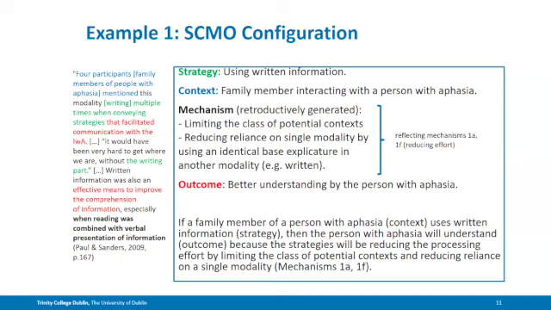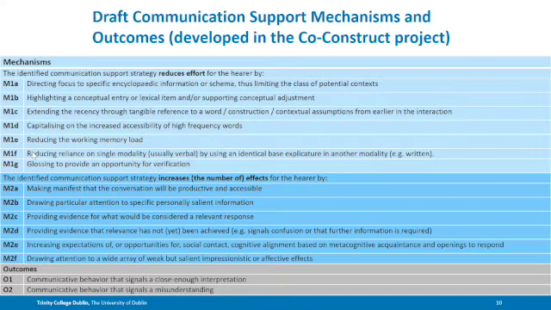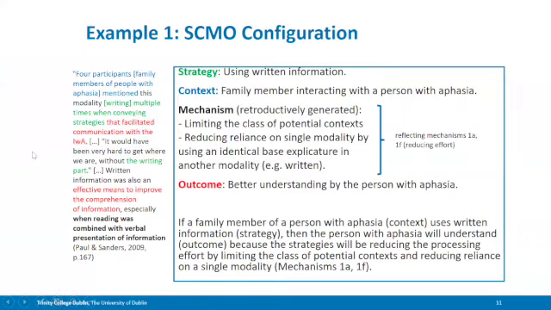So here, if you want to look at the SCMO configuration, we can see that the strategy is using written information. The context is a family member interacting with a person with aphasia. The mechanism, so that is retroductively generated. If we go back to the table, you can see here that we have limiting the class of potential context and reducing reliance on a single modality by using an identical base explicature in another modality. So this reflects the two mechanisms, M1A and M1F, that reduce the effort, as you can see here. And the outcome is a better understanding by the person with aphasia.